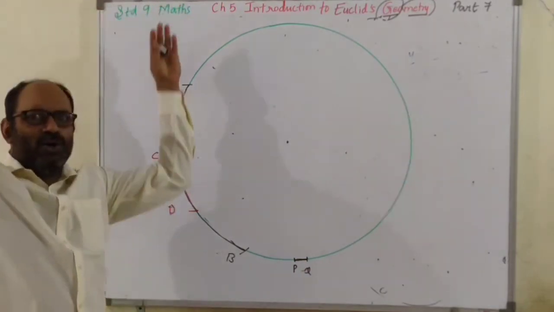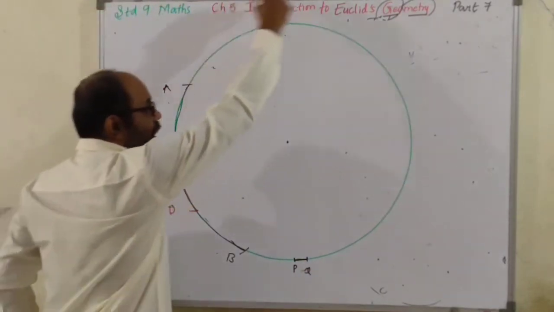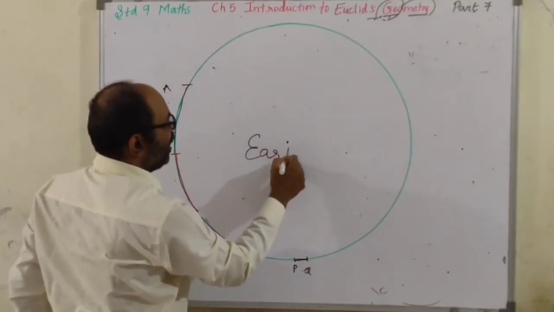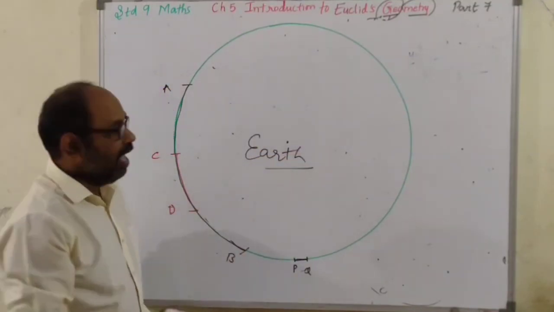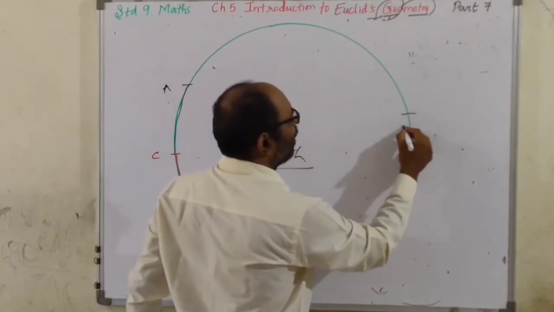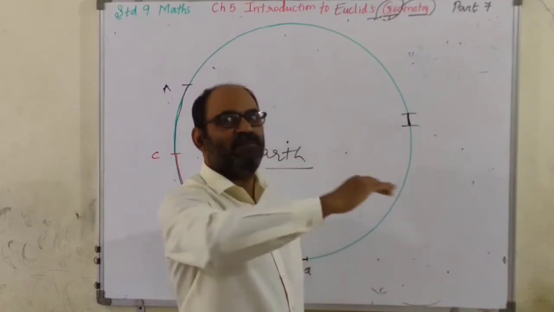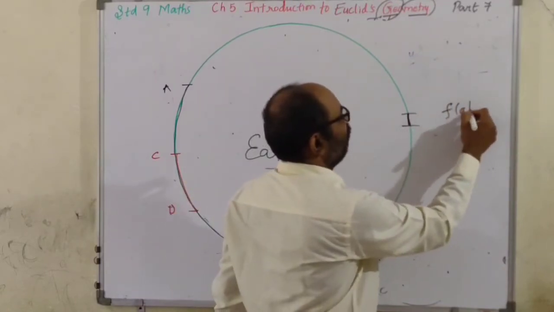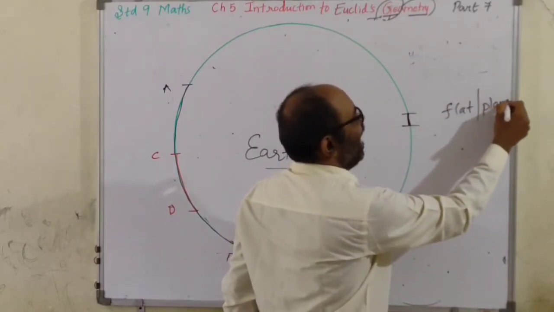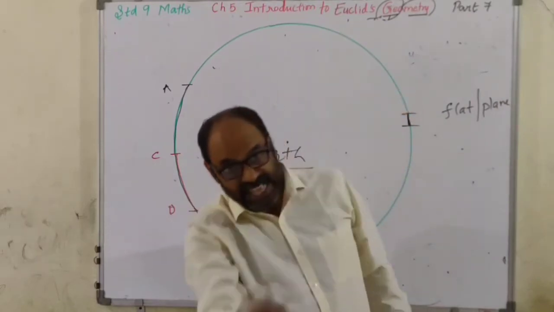So when we have a huge part like Earth, let's consider this as Earth, और उसका एक छोटा सा पार्ट ले लो, तो बहुत बड़ा है, ये छोटा सा पार्ट लो, so it's going to be flat. It's going to be a plane. You can't see that curve.